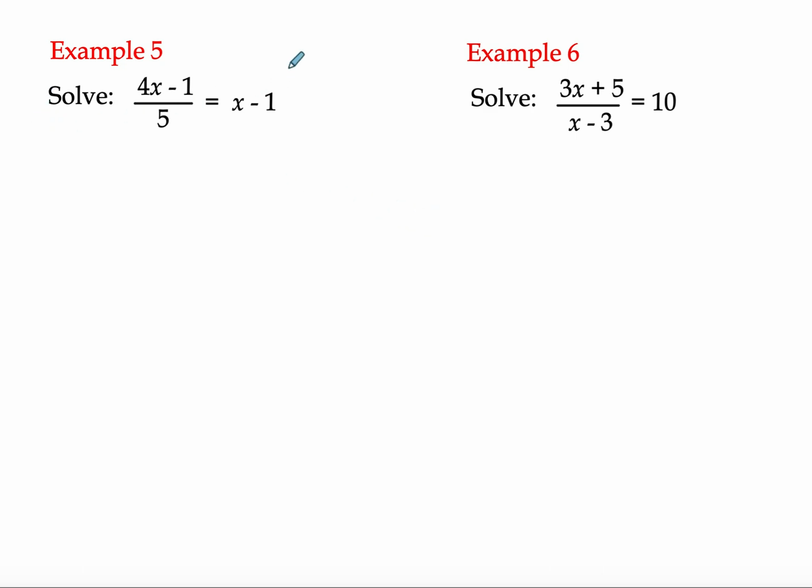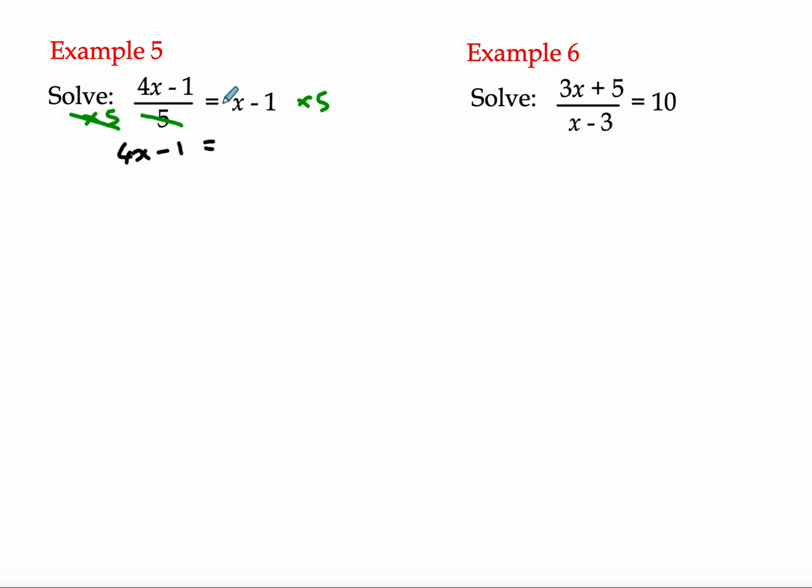Well, in this one we've got x terms on both sides, so we've got variables on both sides of the equation. We've got a fraction here with a denominator of 5. So it looks as though the best thing I can do is to multiply both sides by 5, and that will get rid of that divided by 5 thing going on there. And so if I do that, on the left hand side I've got 4x minus 1. On the right hand side though, I've got x minus 1 multiplied by 5.